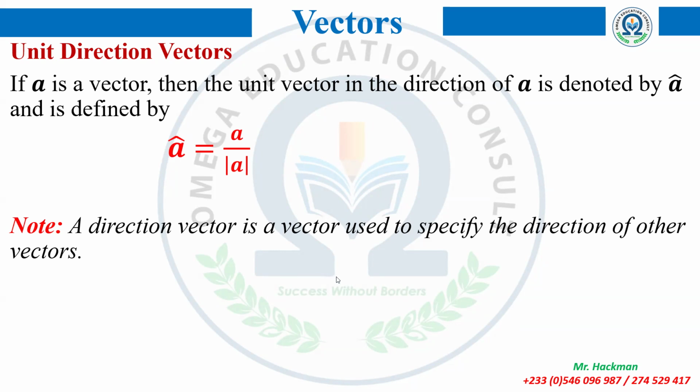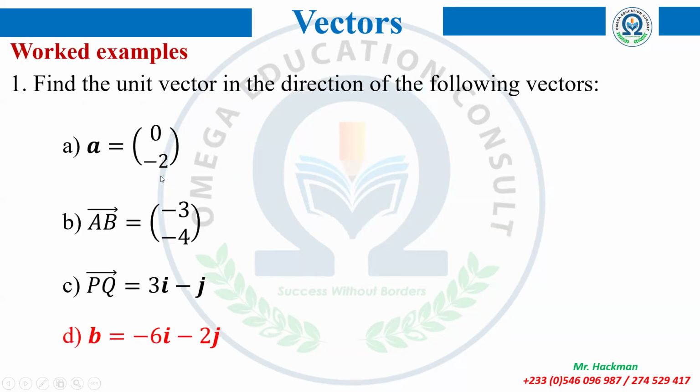So let's see how best we can make use of this concept in solving the following question. Worked example 1. Find the unit vector in the direction of the following vectors. Here you have vector A, in column notation, a position vector. Let's see how best to work it out.